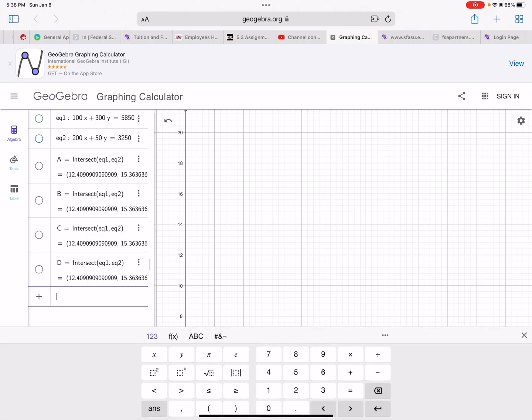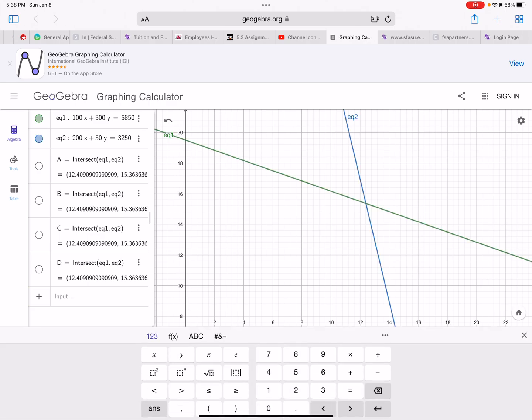All right, so let's just go ahead and I put in 2 equations. So I just put in 2 random equations, 100x plus 300y equals 5850, and 200x plus 50y equals 3250. I didn't want to use the exact numbers because I want you to be able to actually do the problems on your own, but I just chose ones that were kind of similar.